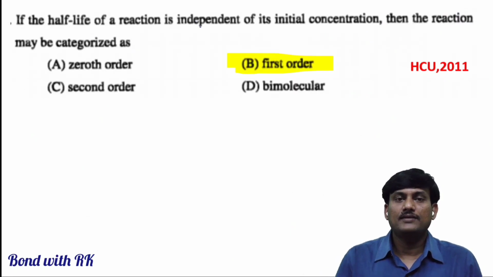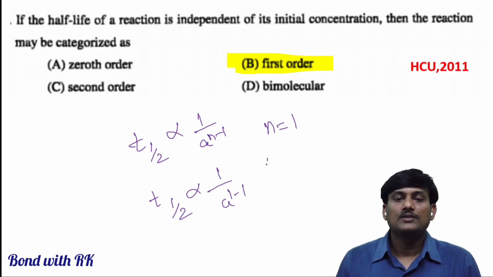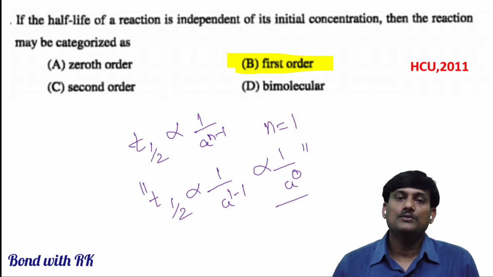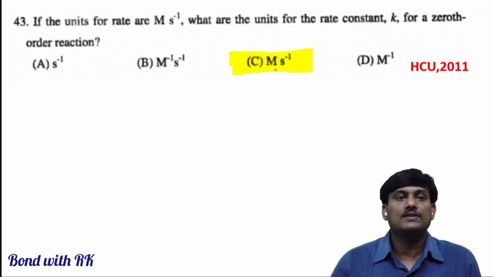If the half-life of the reaction is independent of its initial concentration, then the reaction may be categorized as: t half is directly proportional to 1 by a power of n minus 1. It is independent of initial concentration when n is equal to 1, since t half is proportional to a power of 1 minus 1. So the concentration term will be 0. So t half is independent of concentration when n is equal to 1. So for first order, t half is independent of initial concentration.